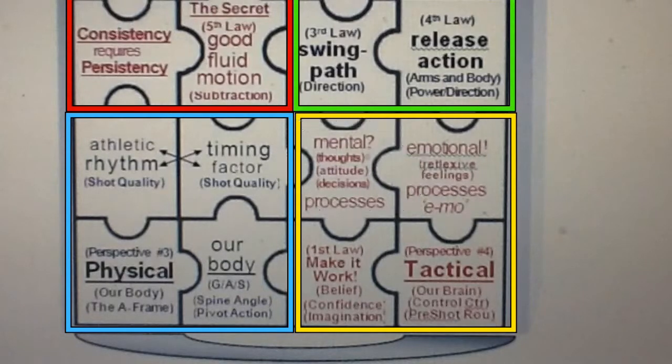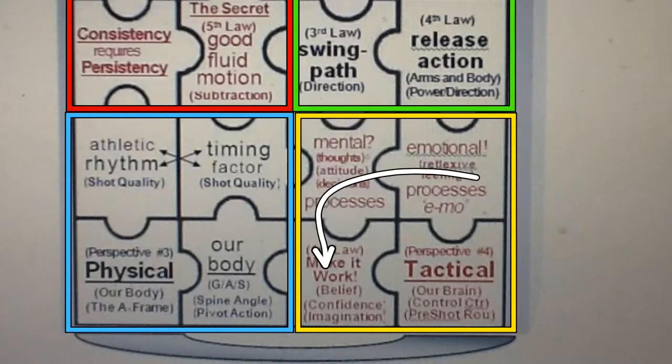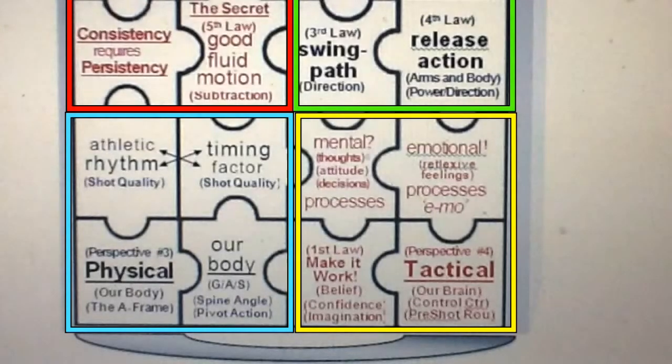Well, how we deal with those reflexive feelings on any given shot is going to be completely a function of our mental processes. In the R3 approach, we indicate that our mental processes are simply a combination of the thoughts, the attitude, and the decisions that we're making in terms of the things that are happening on the golf course in terms of those emotional processes that we have going on. And then again, it's the combination of our mental processes and emotional processes together that creates our belief system, our ability to take what we've got and make it work, which is the first law of the R3 approach. The first truth of the game is that we simply have to take what we've got and make it work once we're on the golf course.